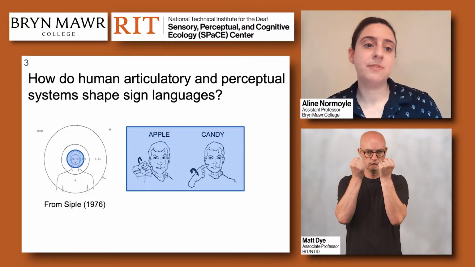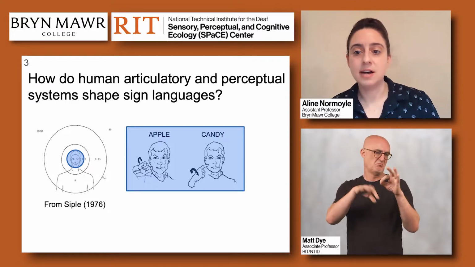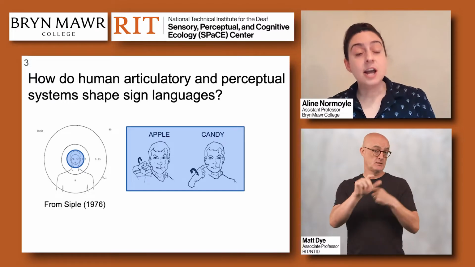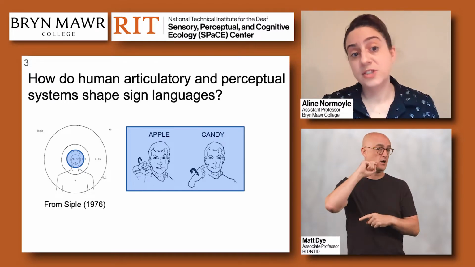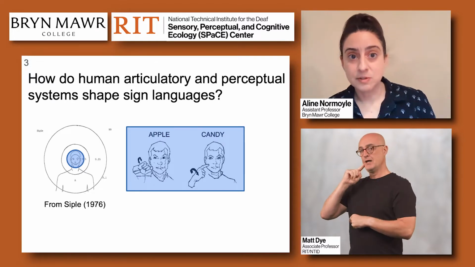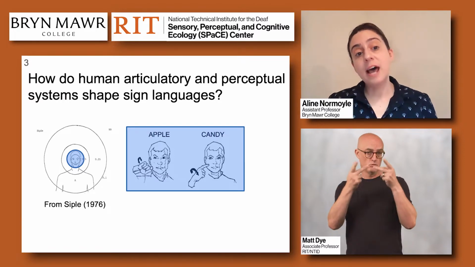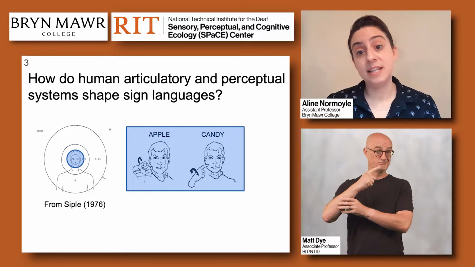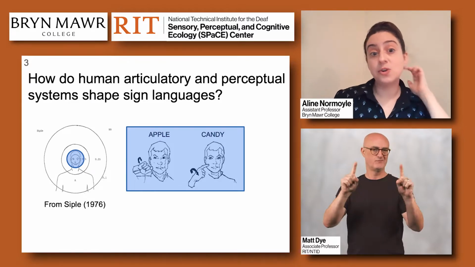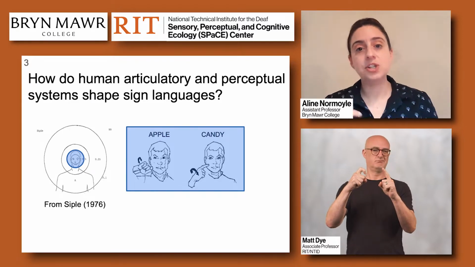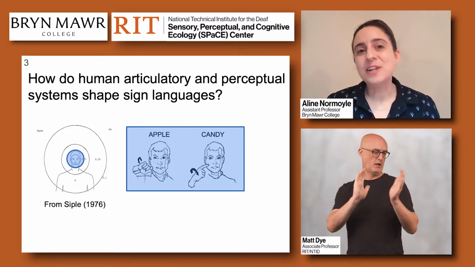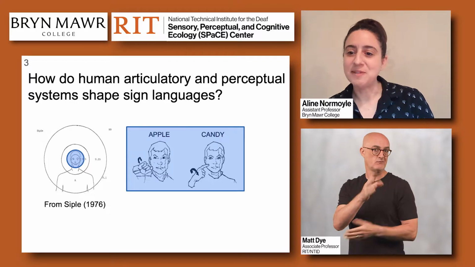Here's an example from American Sign Language. The sign for apple and the sign for candy are both located near the cheek. They both have a similar wrist motion, except that in apple, the index finger is bent, and in candy, the index finger is extended. So phonologically, these two signs are very similar. But of course, if you're a 7-year-old, these two signs are really different.